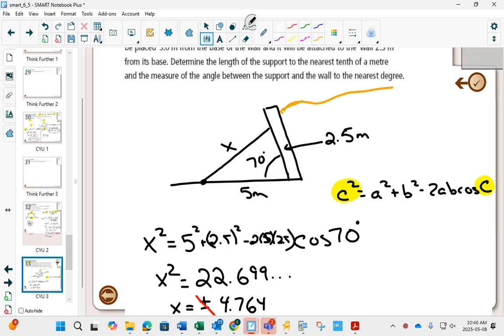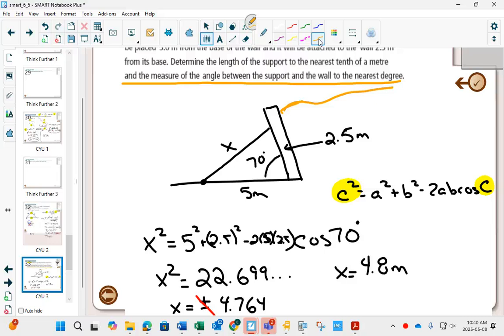And I should read it. Determine the length of the support to the nearest tenth of a meter. Oh, it's a good thing I read it. To the nearest tenth would be 4.8 meters. Oh, I didn't even read this the first time. Does this ever happen to you? You get so excited about solving the first part of the question, you stop reading and just start solving. This had a whole other part.